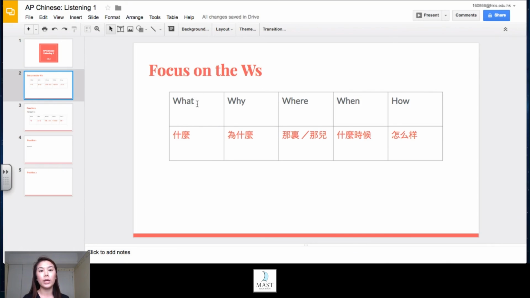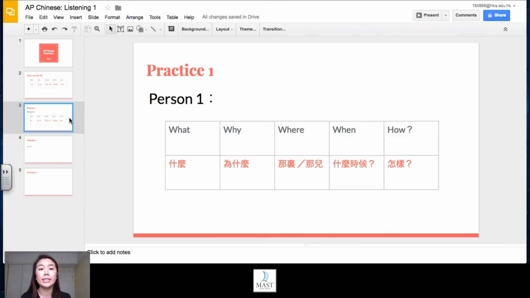Is it a what question? Is it a why question? Knowing this will make it easier for you to know what you're looking for when you're answering the question. So here I have a practice for you, and I'll read the question once, and I'll give you some time to think about what kind of question it is.